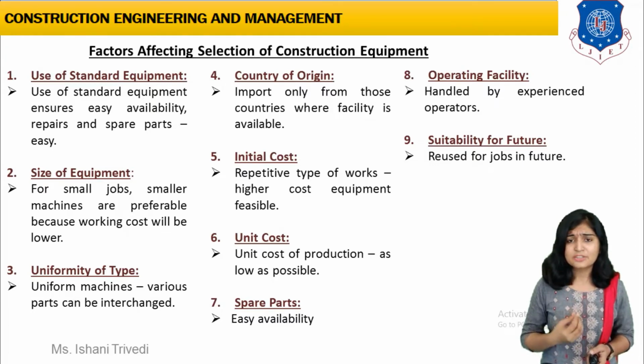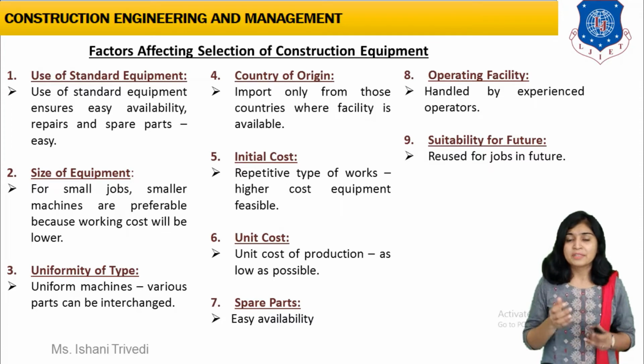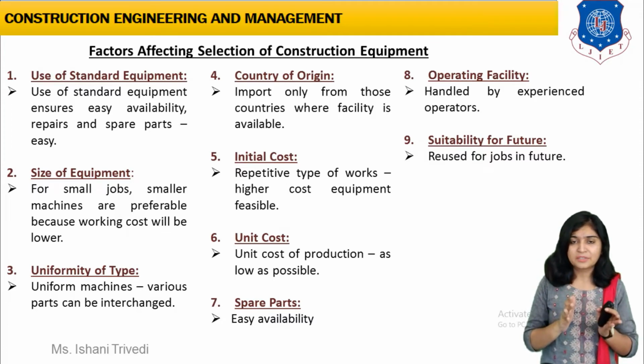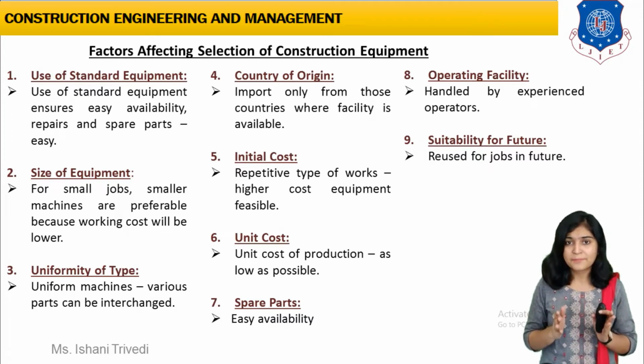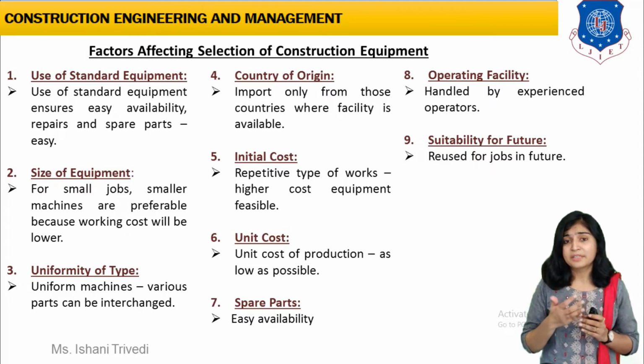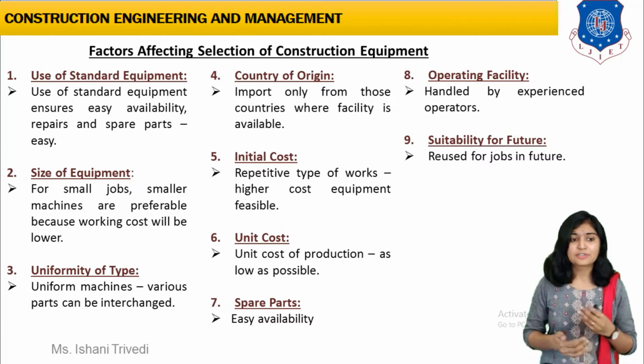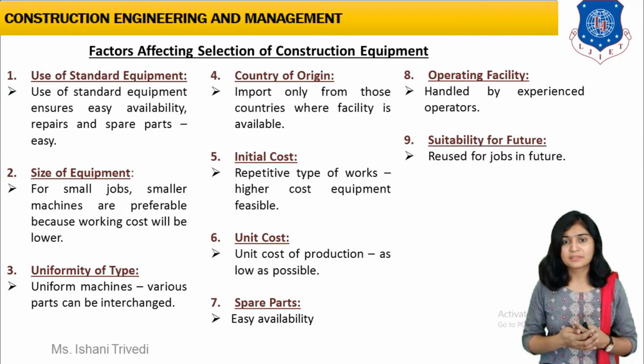So let us talk about the first factor, that is use of standard equipment. Now you know the difference between standard equipment and special equipment already. So it says that maximum use of standard equipment is going to give you more benefit, because its initial cost will be lower, its rent will be lower, its resale price will be higher, right? So as much as possible, if standard equipment is used, then you will have lots of benefits.